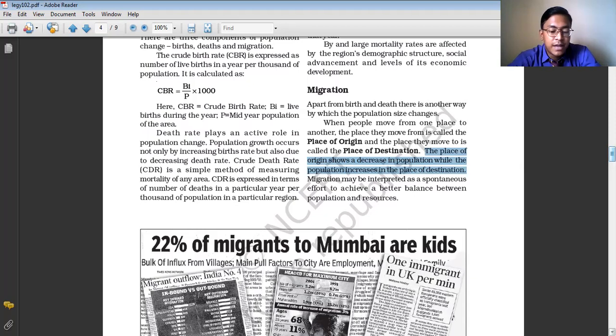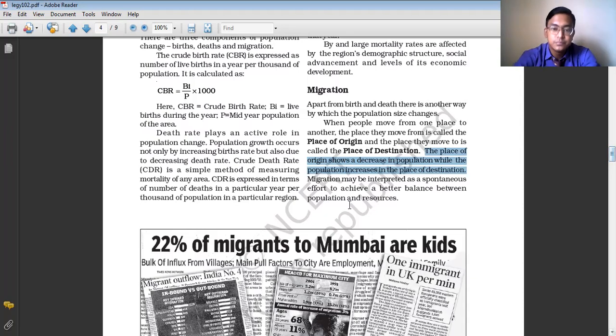Suppose 10 people are migrating from Siliguri, so Siliguri is the place of origin, and these 10 people are migrating to Kolkata. So 10 people are getting subtracted from Siliguri, isn't it? So here the population is decreasing. And these 10 people are migrating to where? Kolkata. So there is an addition of 10 people in Kolkata, that is the place of destination. So in both these cases, you see that the population has changed. In one case, there is an increase, and in another case, there is a decrease.